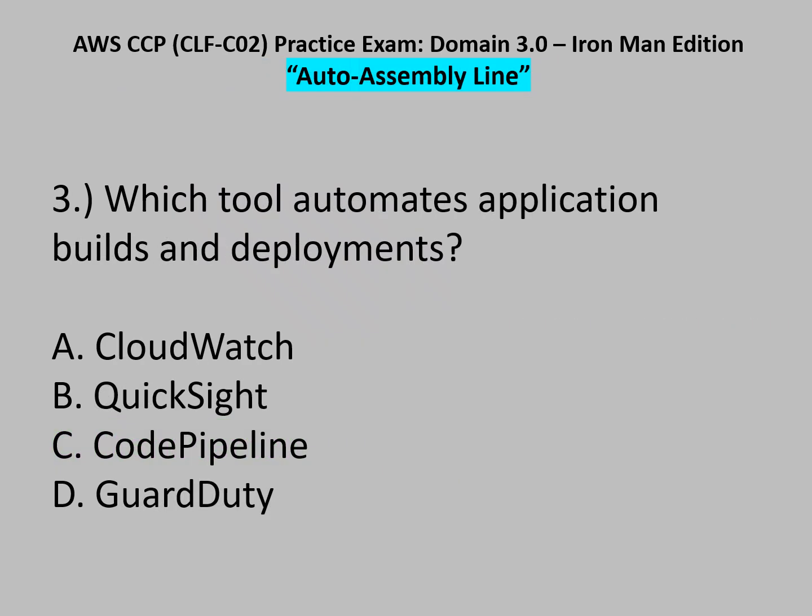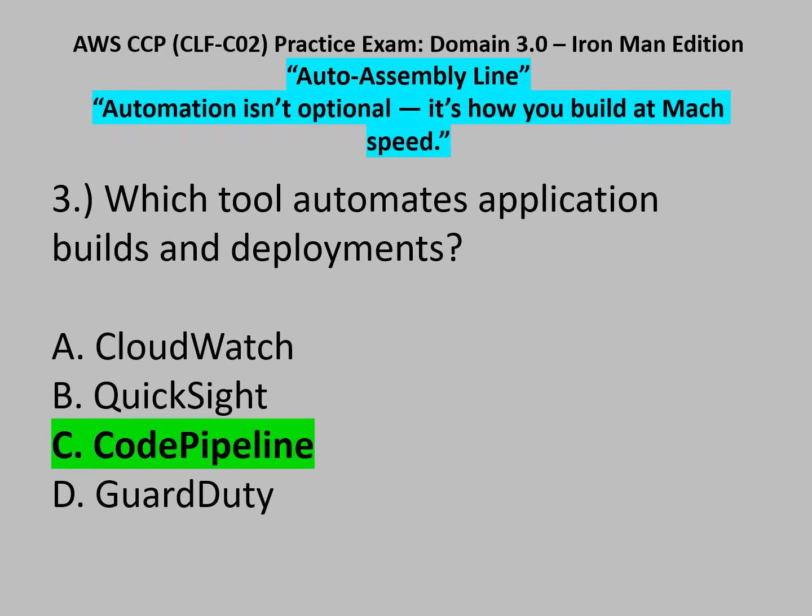Question 3. Which tool automates builds and deployments? A. CloudWatch. B. QuickSight. C. Code Pipeline. D. GuardDuty. The correct answer is C. Code Pipeline. AWS Code Pipeline automates the build, test, and release phases of your software delivery process, ensuring speed and reliability.